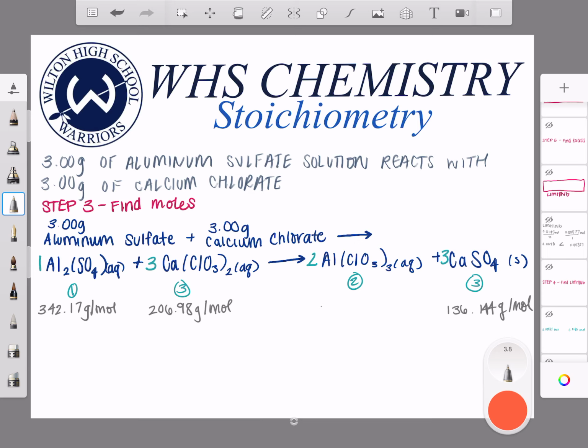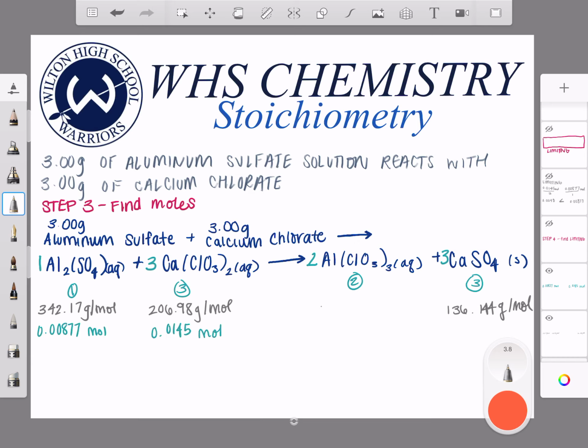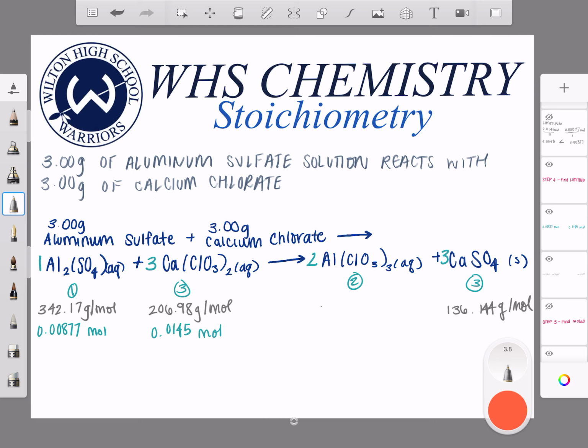Now if we want to go from grams to moles, we do our dimensional analysis. Here are our mole values for aluminum sulfate and our calcium chlorate. Now that we have our moles, after doing our conversion from grams to moles using dimensional analysis and molar mass, we can find our limiting reactant.